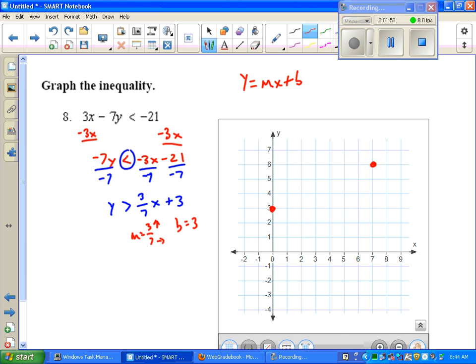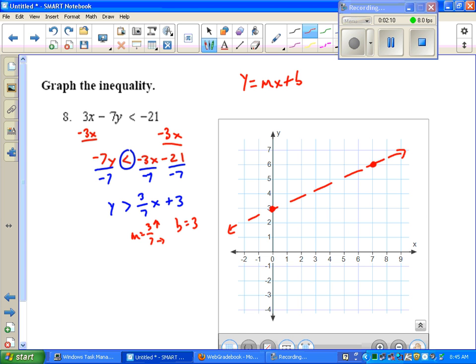Again, this doesn't say less than or equal to, or greater than or equal to. It just says greater than. And since it only says greater than, we want a dashed line going between those 2 points. So now we have our line drawn. But remember, we have to shade one side or the other side.